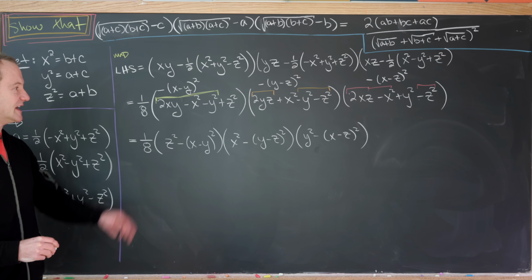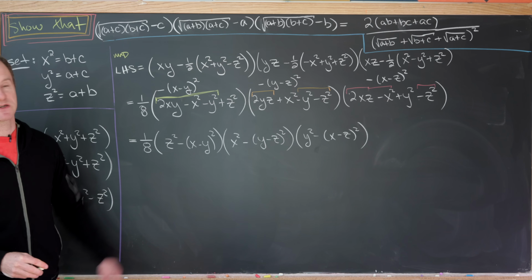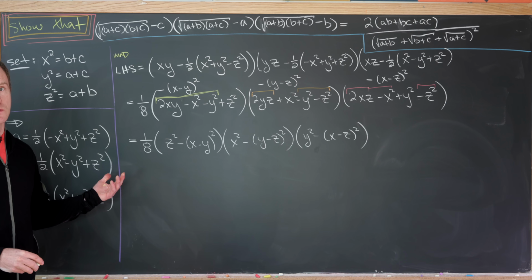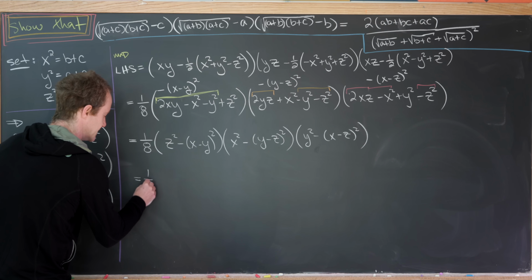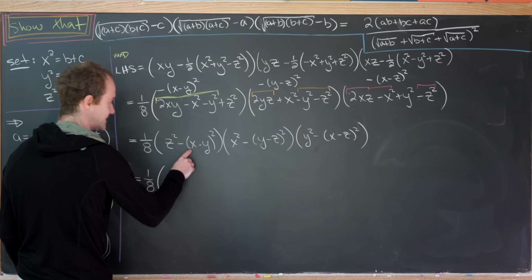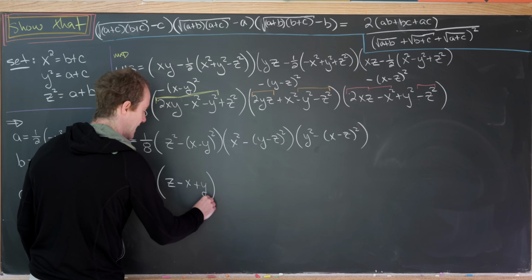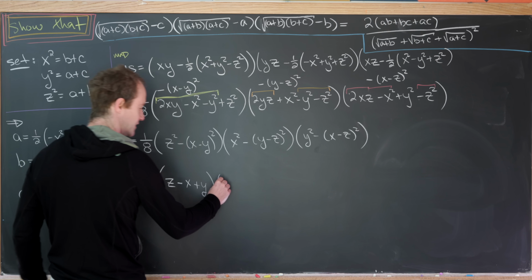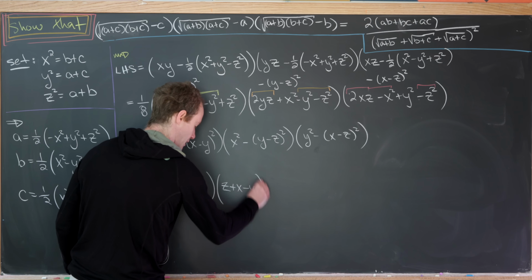But now notice each of these are differences of squares. We have a perfect square minus a perfect square in each of them. So that just begs us to do a factorization of perfect squares. Let's do that for each of these. For this first one, we'll have z minus (x minus y), but that's going to be z minus x plus y after distributing the minus sign. And then we'll also have z plus (x minus y), so z plus x minus y.